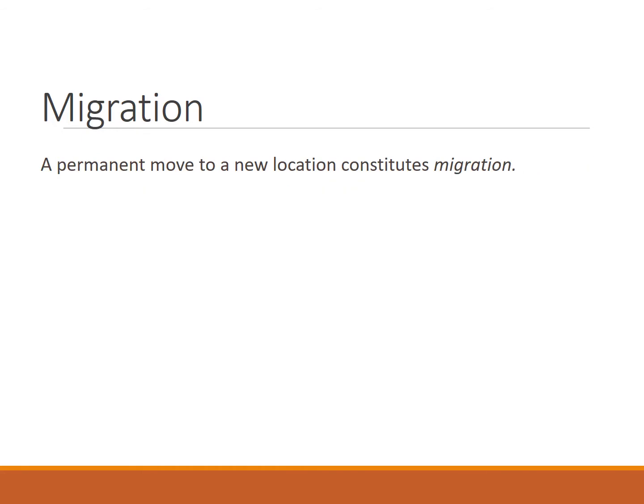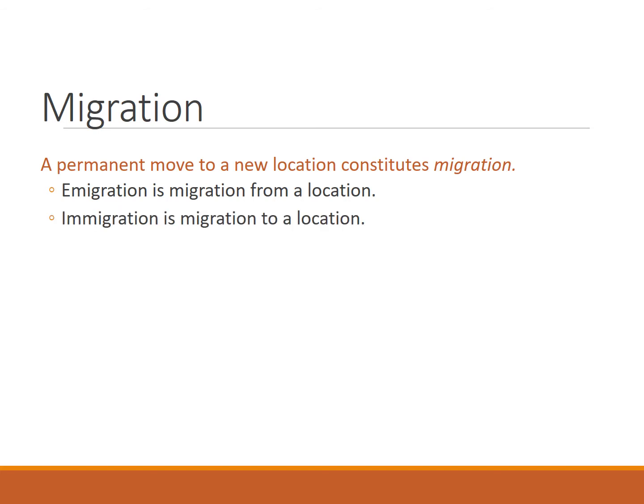Now, a permanent move to a new location constitutes migration. There are two words that describe migration. One of them is emigration with an E, and that's migration from a location. The other is immigration with an I, and that's migration to a location.